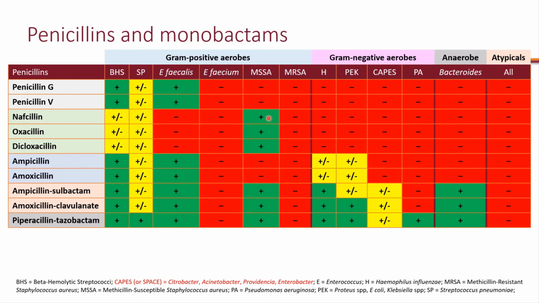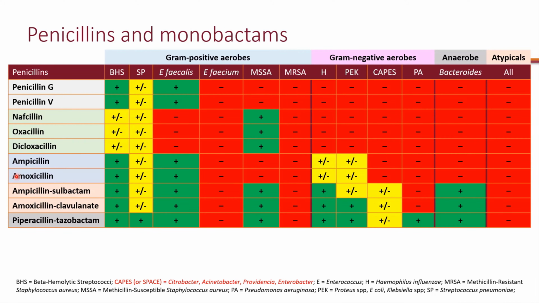When these became stable against MSSA, it came at the cost of losing some of the activity, including activity against E. faecalis, and they had generally poor activity against beta-hemolytic strep and strep pneumo. Now the next set is aminopenicillin.